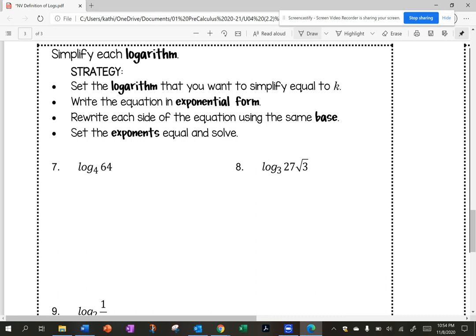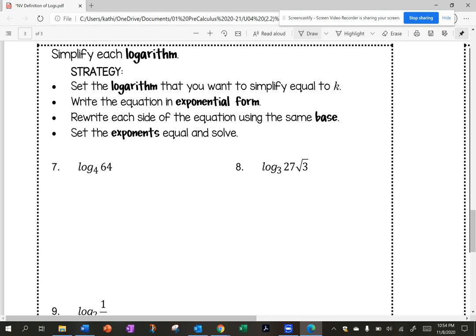Let's simplify each logarithm. I want to set the logarithm I want to simplify equal to k. I'm going to write the equation in exponential form. I'm going to rewrite each side of the equation using the same base. I'm going to set the exponents equal and solve.